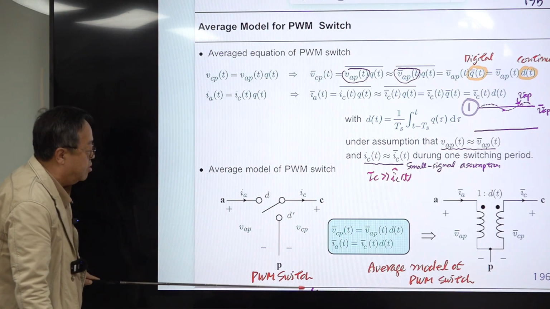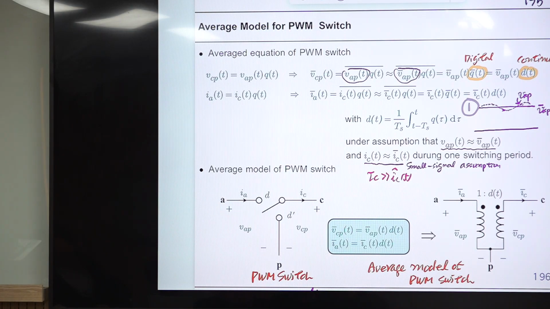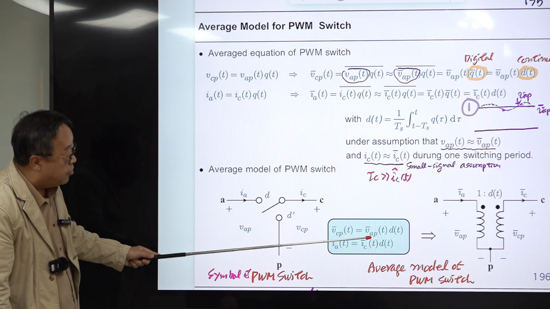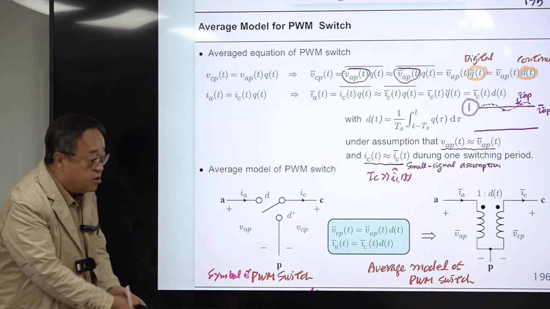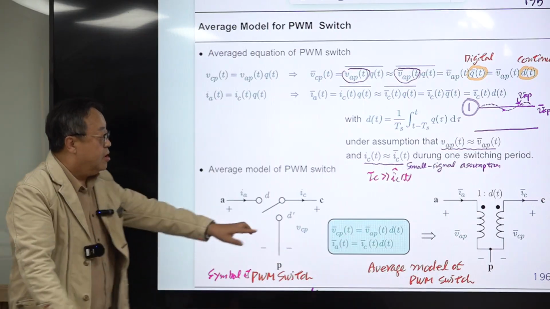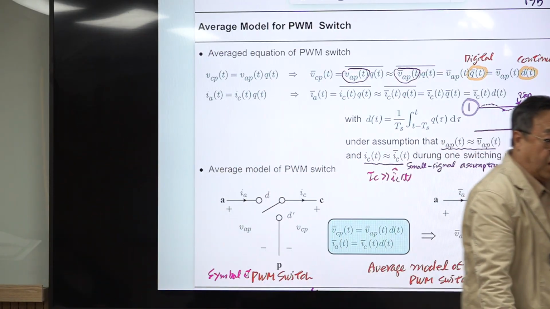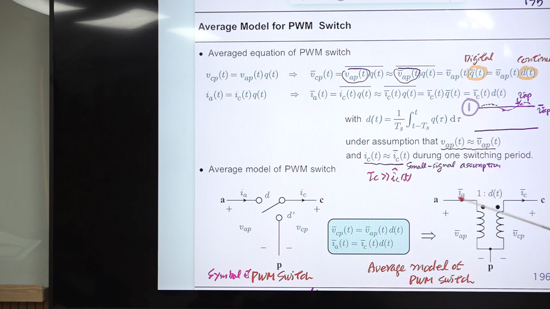This is not a PWM switch. This is just the symbol of the PWM switch. You are using this symbol. And this is the average equation, or average model, of the PWM switch. So this one is okay, all right? But this equation is familiar to us because we have the device called the ideal transformer. It satisfies the current and voltage equations of the ideal transformer.